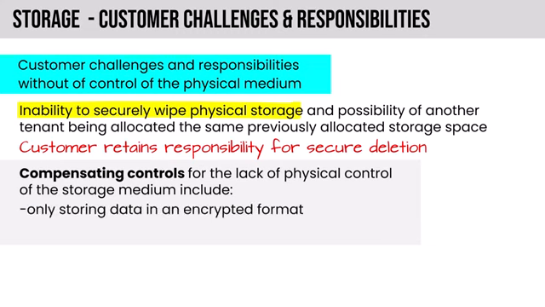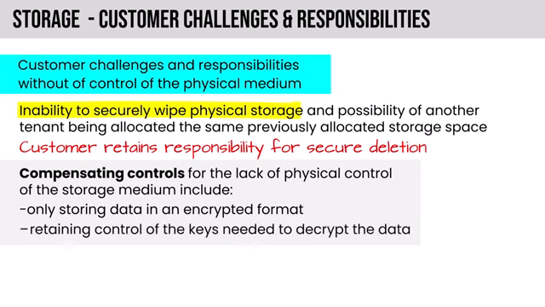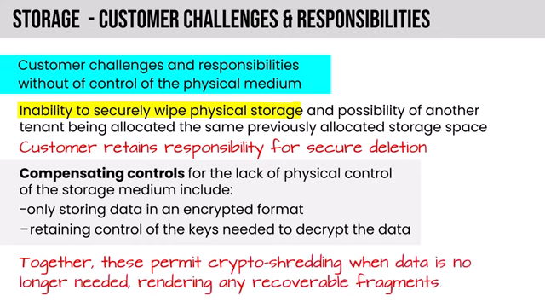For example, only storing data in an encrypted format. As we saw in Domain 2 in some of our show and tell, the cloud storage account was encrypted by default. We had the option to add another layer of encryption called double encryption. And a customer can choose to retain control of the keys needed to decrypt the data, so not allowing the cloud service provider to hold those keys. Together, these permit crypto shredding when data is no longer needed, rendering any recoverable fragments useless.